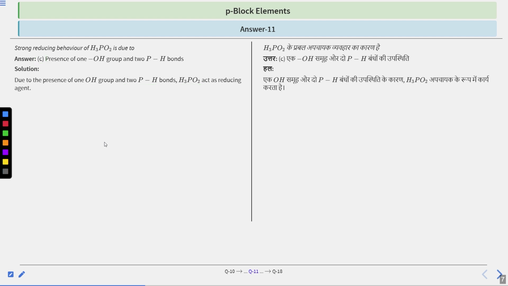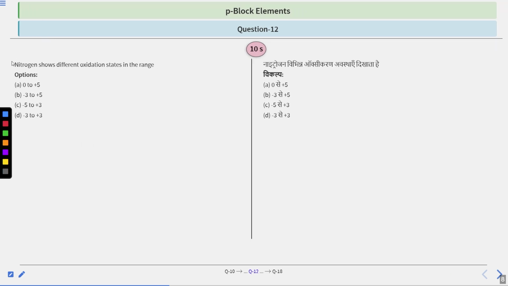Let's move on to the next question. Question number 12. Nitrogen shows different oxidation states in the range. In the question, it is given that the element nitrogen shows different oxidation states. We have to tell in which range nitrogen shows the different oxidation states. Options are 0 to +5, -3 to +5, -5 to +3, or -3 to +3. You have 10 seconds to solve this question. After that, we will see the correct answer.